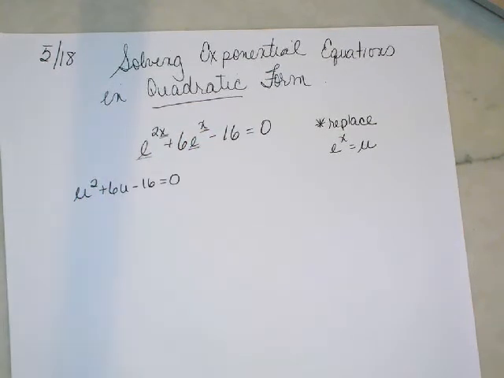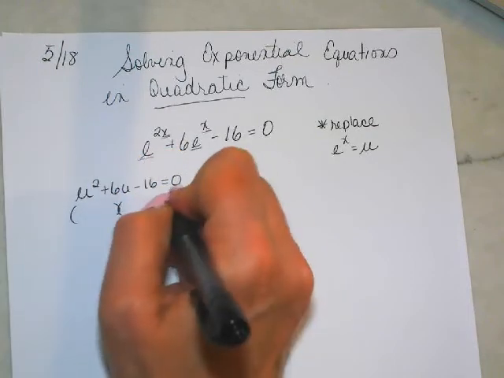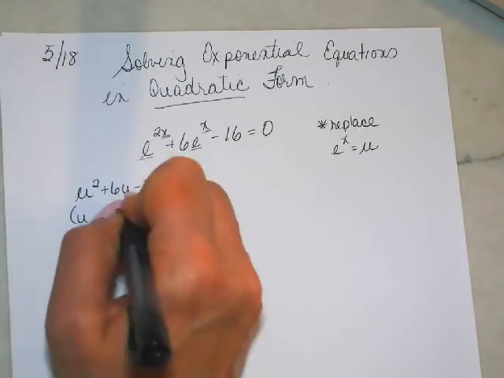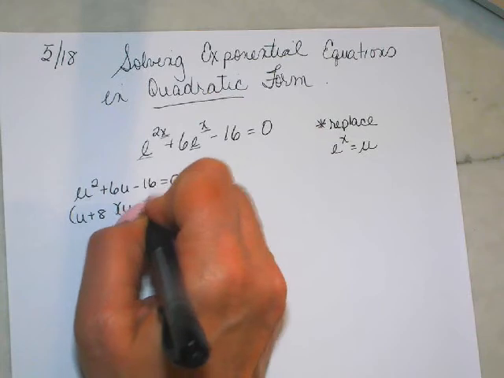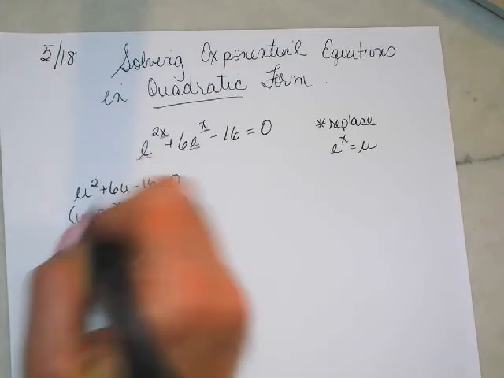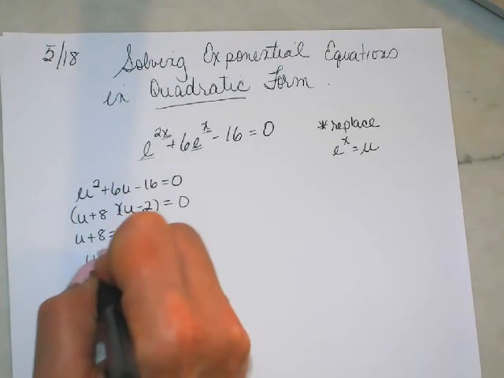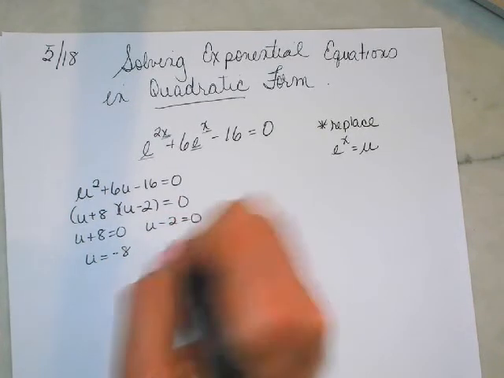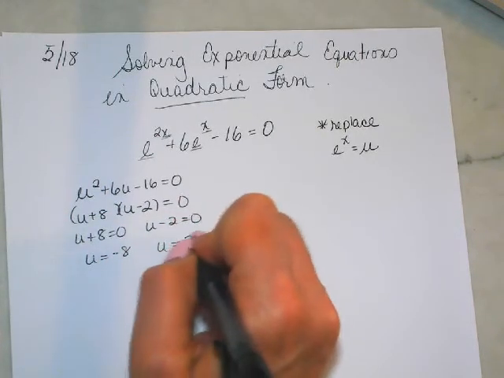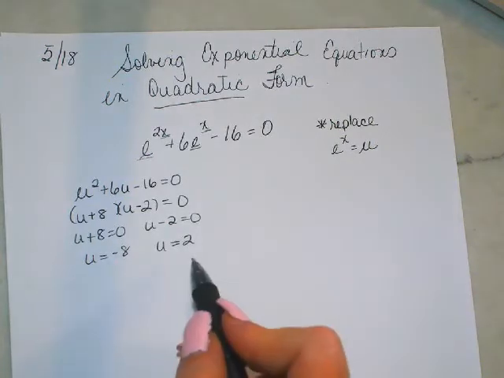And of course, we've known how to factor that since Algebra 1. We're going to do that nice and easy. u plus 8, u minus 2. And of course, it's an equation, so we're going to solve it. u plus 8 equals 0, so u equals negative 8. u minus 2 equals 0, so u equals 2.